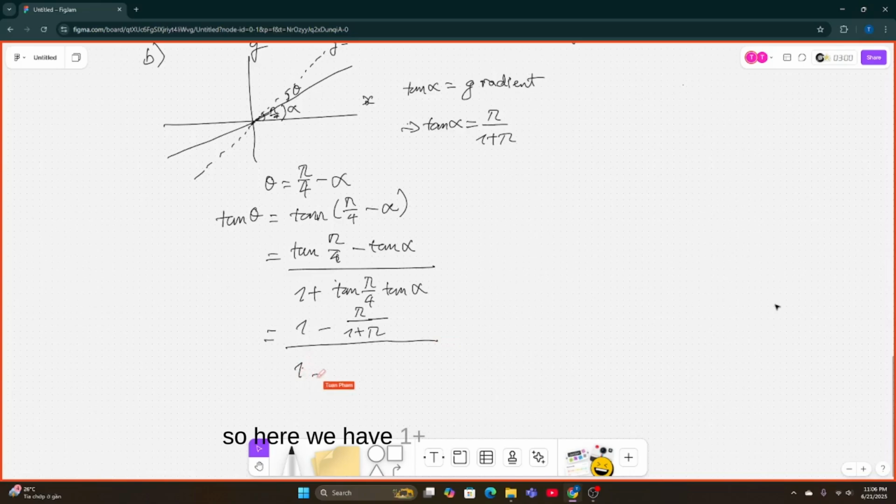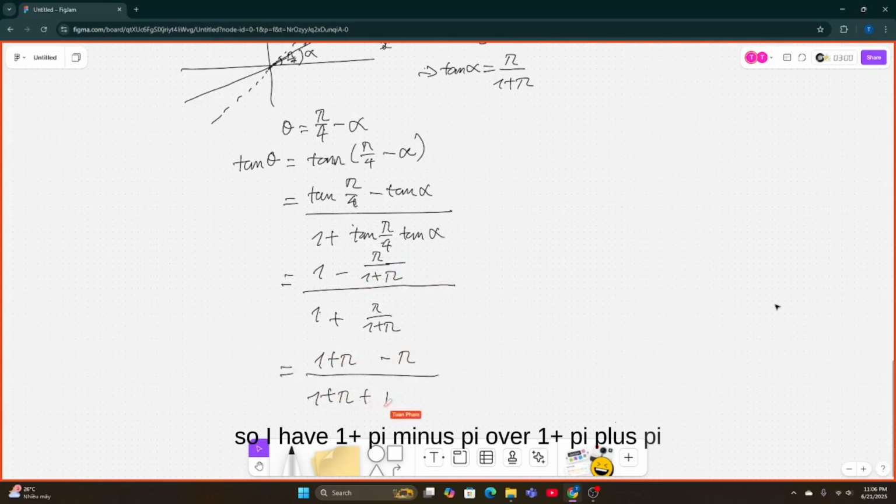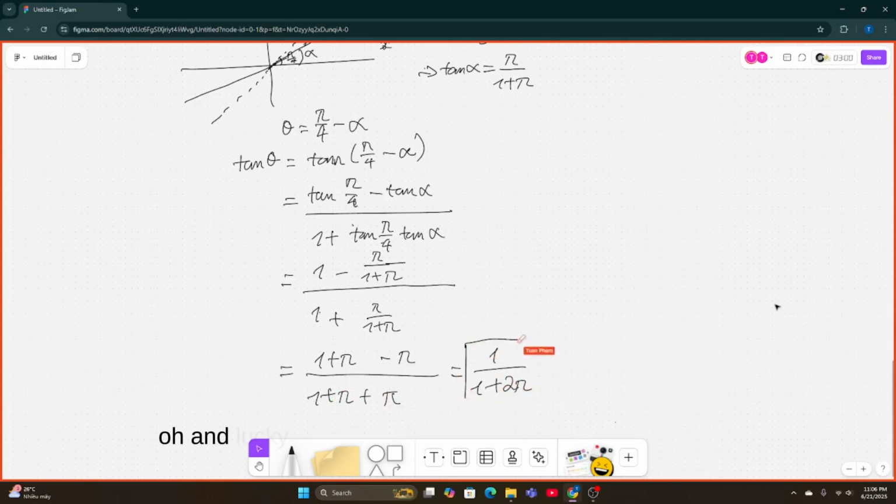So here we have 1 plus tangent pi over 4, which is 1, and tangent alpha is pi over 1 plus pi. I'm going to multiply both top and bottom by 1 plus pi, to cancel the ugly mini denominator. So I have 1 plus pi minus pi over 1 plus pi plus pi. Overall, the top cancels, and I have 1 over 1 plus 2 pi. And lucky for us, we already reached the answer.